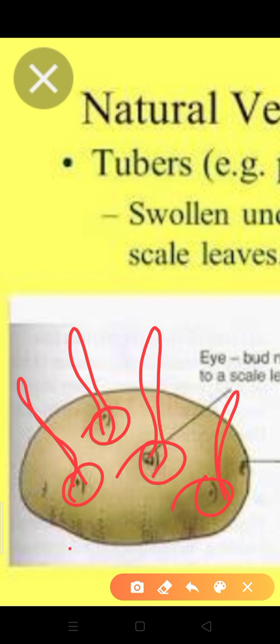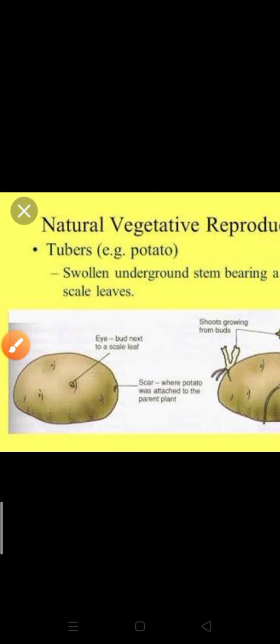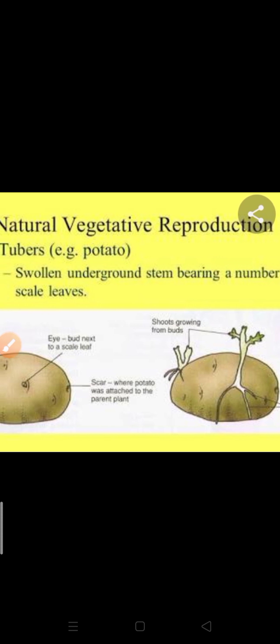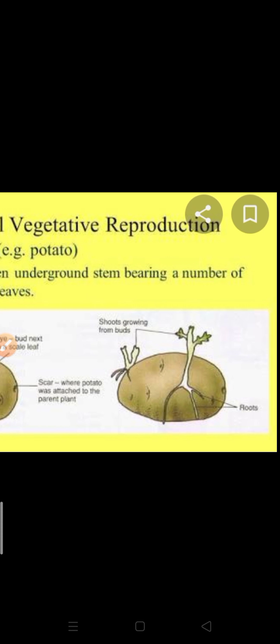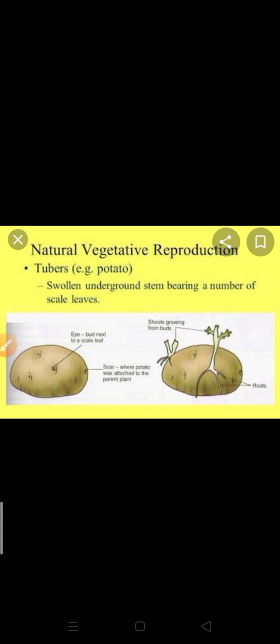You can see that from one tuber, 4 plants can be reproduced. If we cut this potato from these areas and dip it in soil, after some time you can see that from each part which has an eye, a new plant can emerge out. So in potato, the eyes are areas that work as buds, and from these buds only a new potato plant grows. Clear?